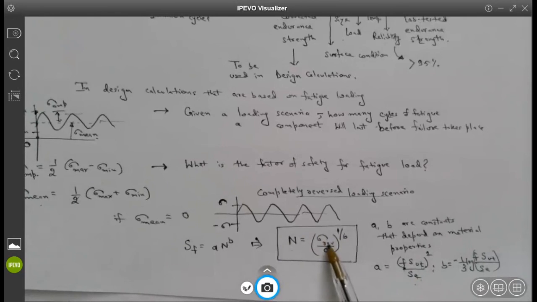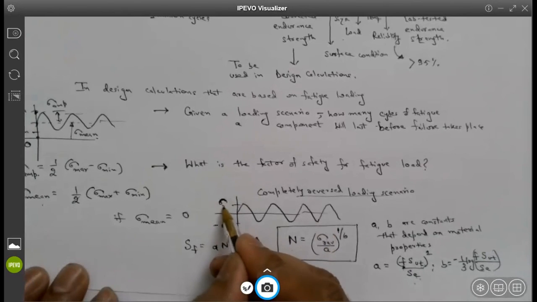Now, if the sigma reversible changes to 100 megapascals plus minus 100, then you have to plug in that number here and you will calculate the number of cycles to failure. Is that making sense, guys, so far? What is sigma reversible again? So this is sigma reversible.